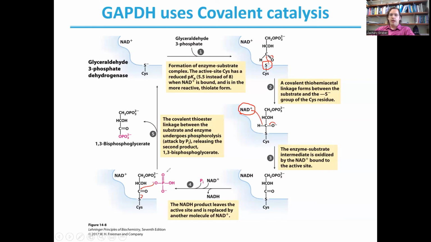We then bring in another nucleophile in the form of phosphate to react through a nucleophilic substitution reaction and break that bond between our enzyme and our substrate. And this then releases our final product.